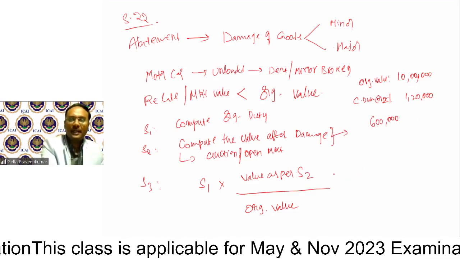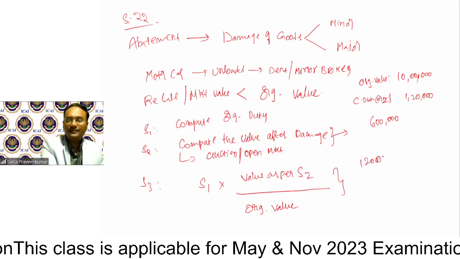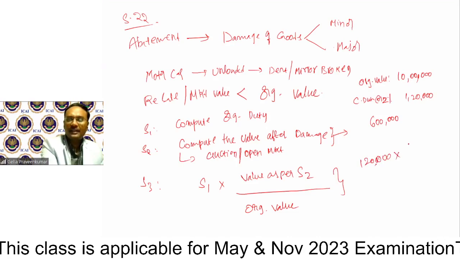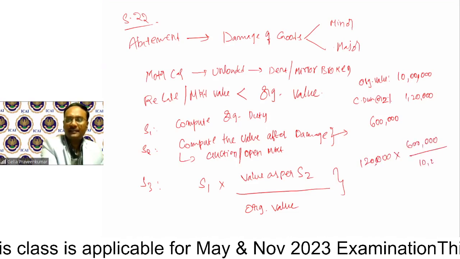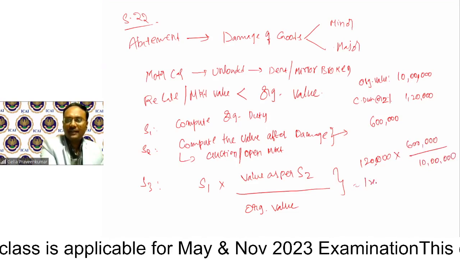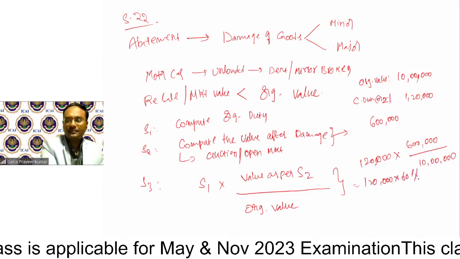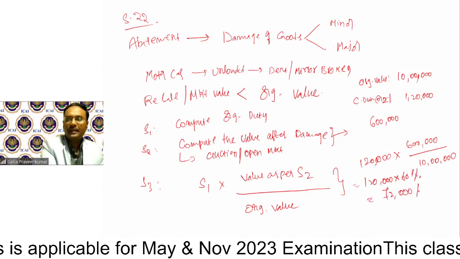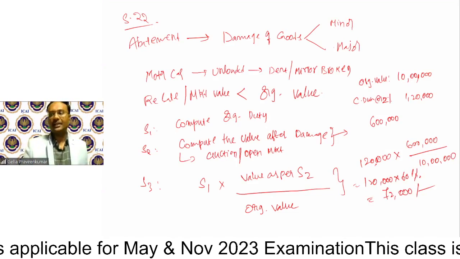So the value payable as per Section 22 shall be 1,20,000 into 6 lakh divided by 10 lakh. That means I'm reducing by 60%, 1,20,000 into 60%. That happens to be 72,000. So the duty payable under Section 22 after abatement shall be 72,000.